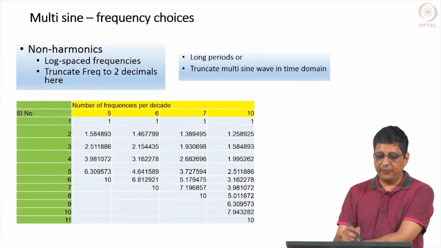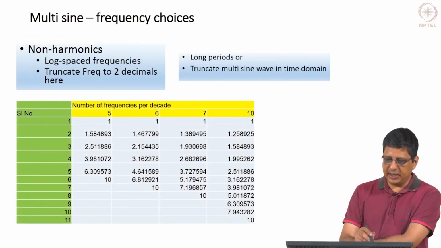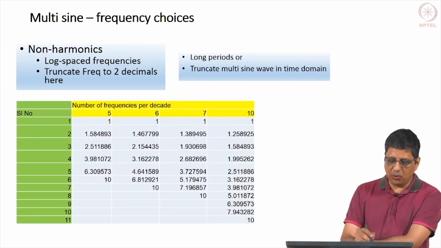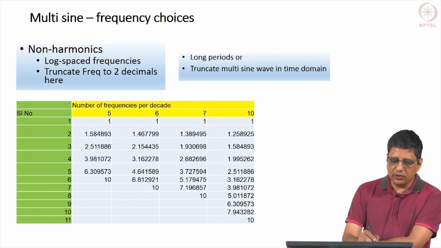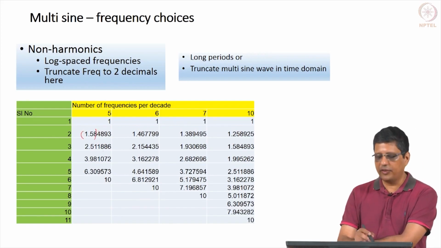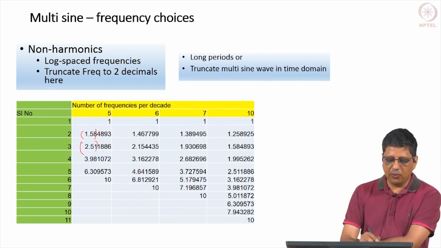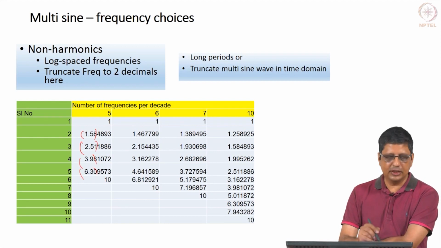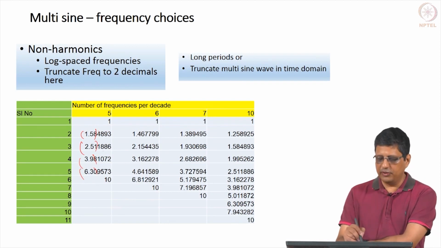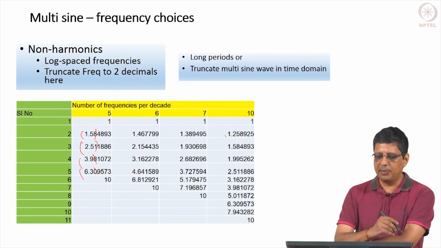So, here is just an example. If I want, in real log space, 5 frequencies per decade, this is the geometric series: 1, 1.58, 2.51, 3.98, 6.31, and the next is going to be 10. You do not have to use it this way, you can truncate it. You can do 7 frequencies per decade, 6 frequencies, 10 frequencies per decade, and of course you have to truncate it at a few decimal places.